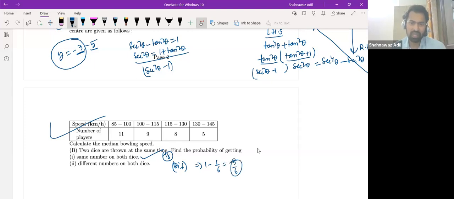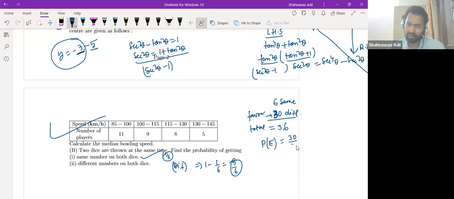Or we can also calculate that if we have 6 same numbers, then there would be 20 different numbers, right? So this is favorable, and total is 30. So 30 different and total is 36. So then probability would be 30 by 36, which is 5 by 6. So either way we will get 5 by 6, right?